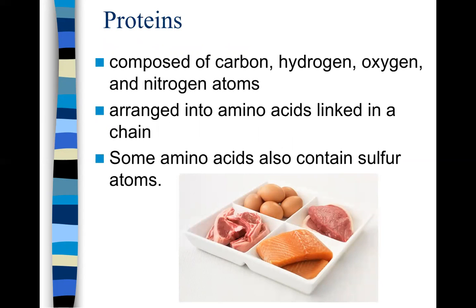Proteins are arranged into amino acids, and amino acids are individual units that we're going to talk about coming up, and then multiple amino acids are linked together to create a protein chain, and this protein chain can twist and turn and bond with other protein chains to form shapes that become functional proteins in your body. In addition to nitrogen, some amino acids also have sulfur atoms, and that can give certain protein foods a very distinct smell.